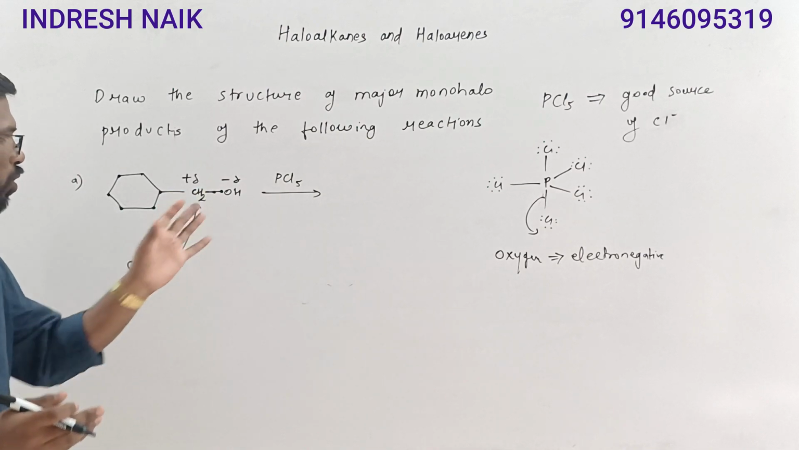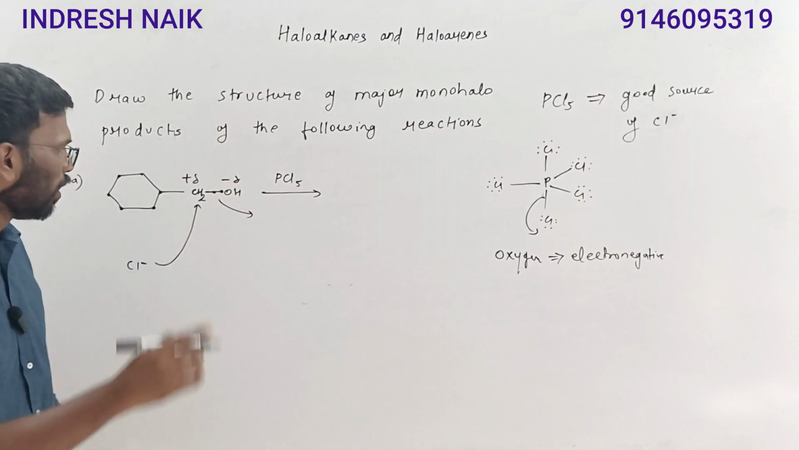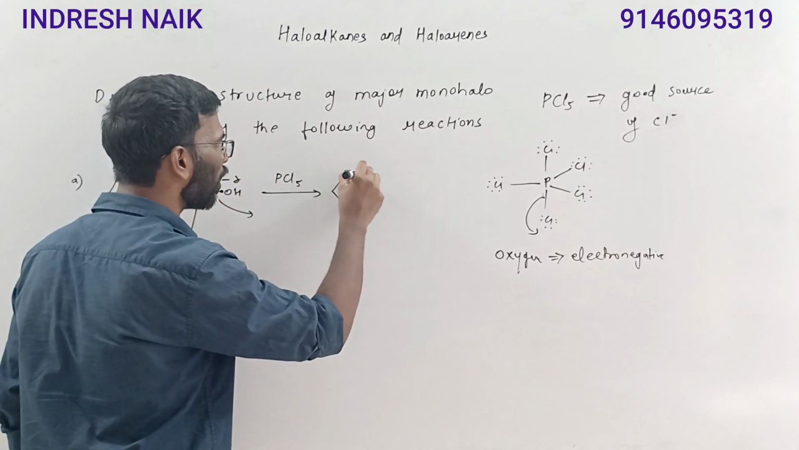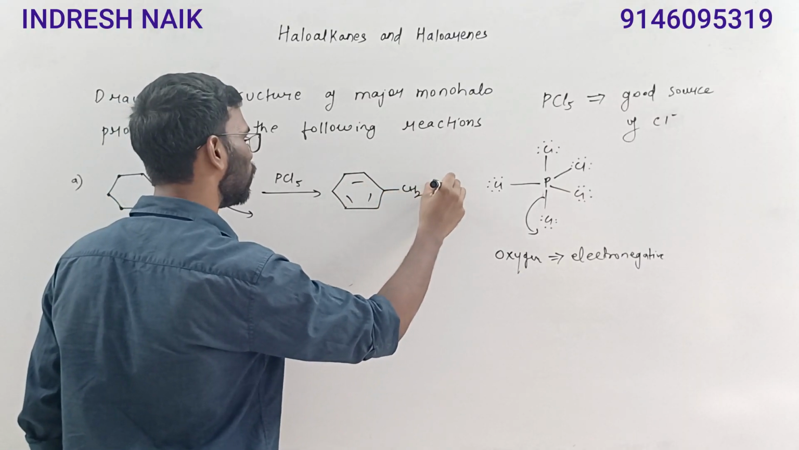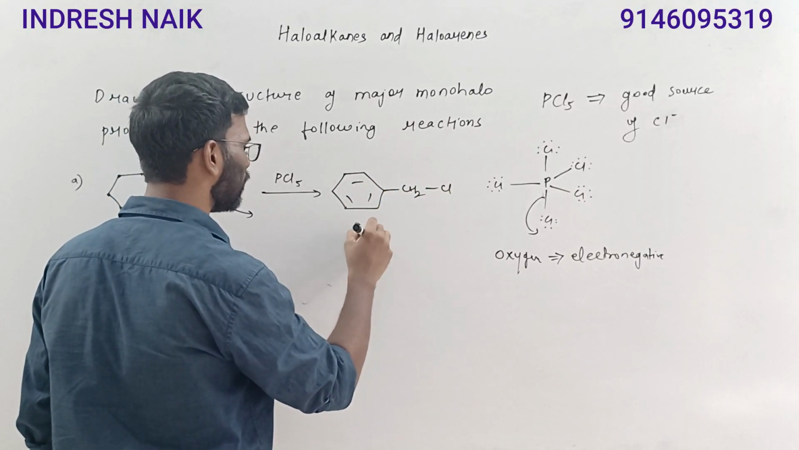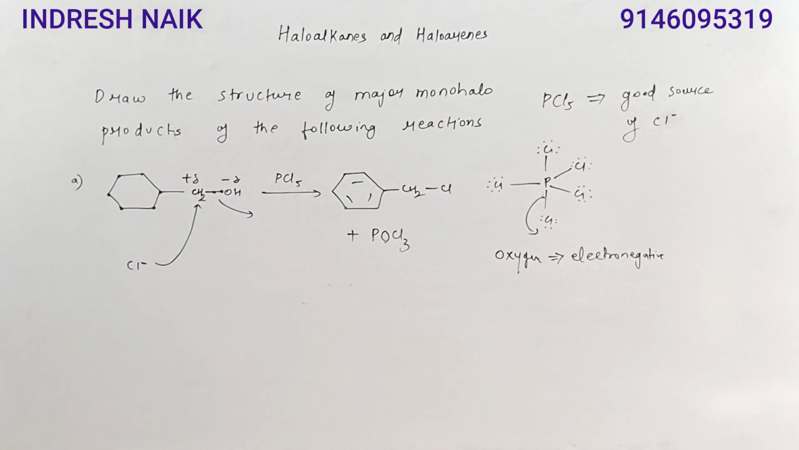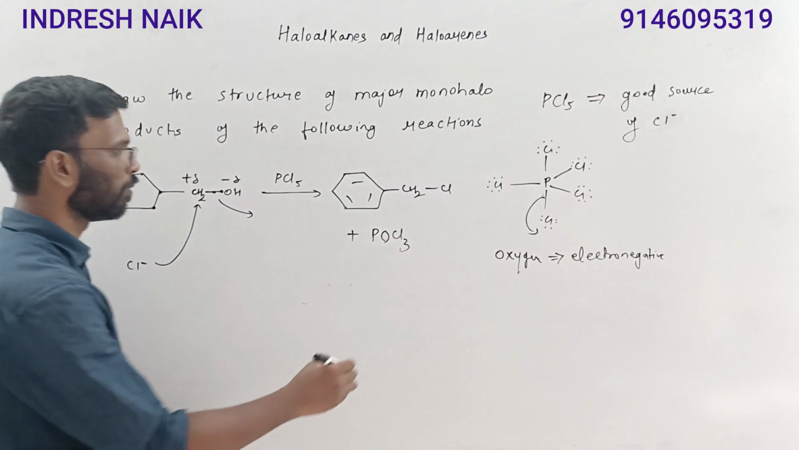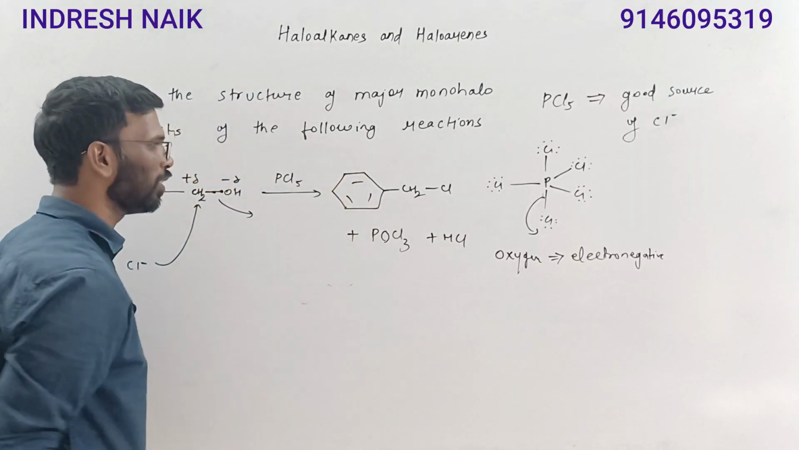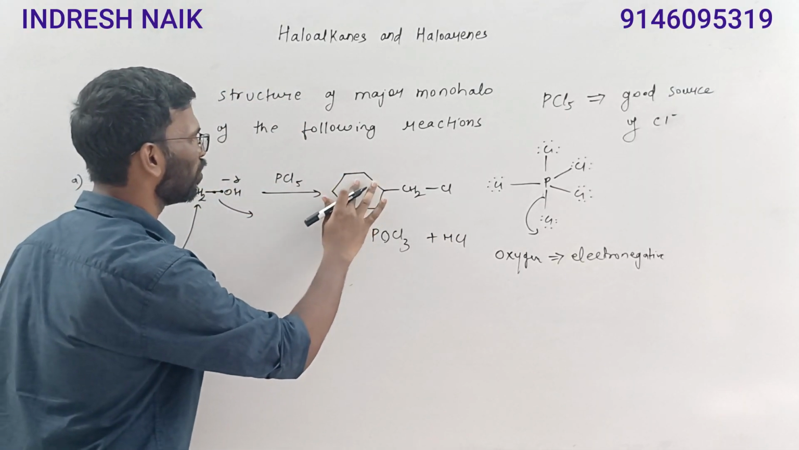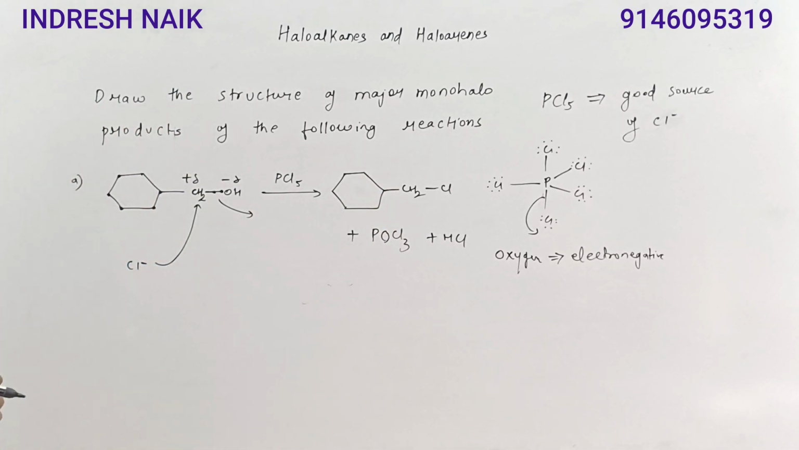Now the longest bond is going to break. So carbon oxygen is the longest bond. This is the bond which is going to break. So what do you get? A major product over here is CH2Cl, plus byproducts you will be getting POCl3 and HCl. Okay, these are the byproducts, but this is the major product. You should be writing this. Sorry, this is not a benzene. Sorry, cyclohexane it is. Okay.